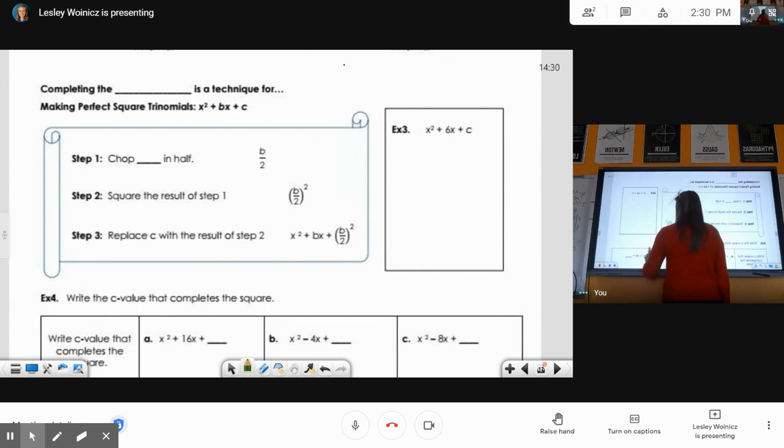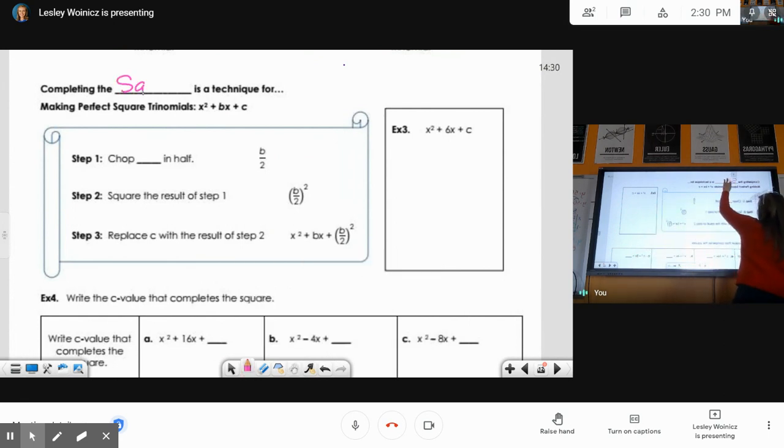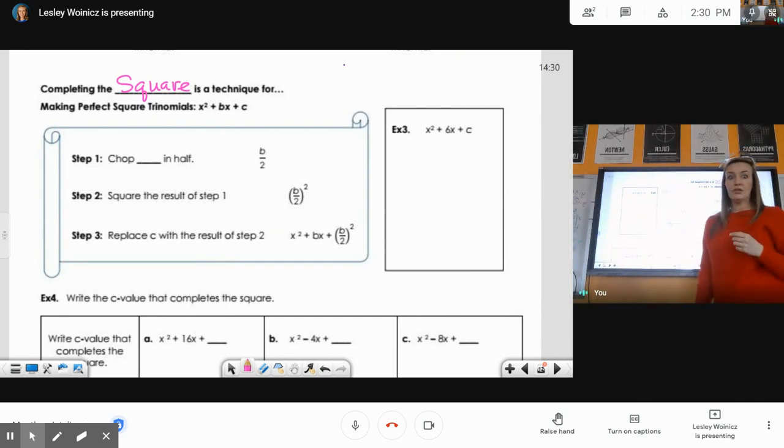Okay, so completing the square is a technique for making perfect square trinomials. We can use it to solve quadratic equations. We can use it to go from standard form to vertex form. We're not going to do that this year, maybe algebra 2. There are other things you can use it for, but we're going to use it to solve.